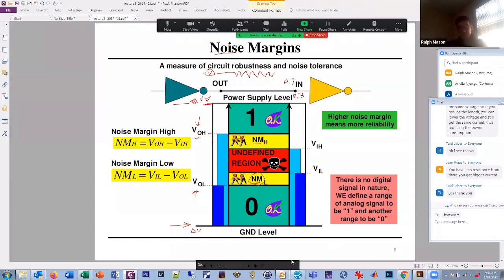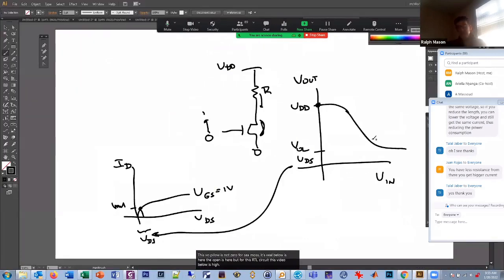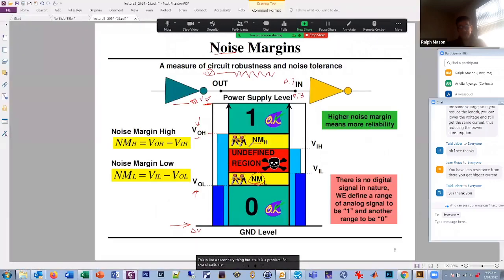So a circuit like this not only dissipates power, but it's not reliable because it's more susceptible to noise inside of it, which was another limitation of it. This is like a secondary thing, but it is a problem. So CMOS circuits are great because these noise margin terms are huge. They're almost equal to VDD over 2. Ideally, that's the largest it can be. You have half the supply voltage as noise margin high and half as noise margin low.